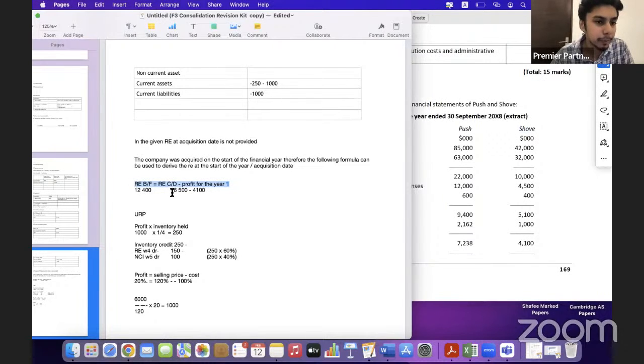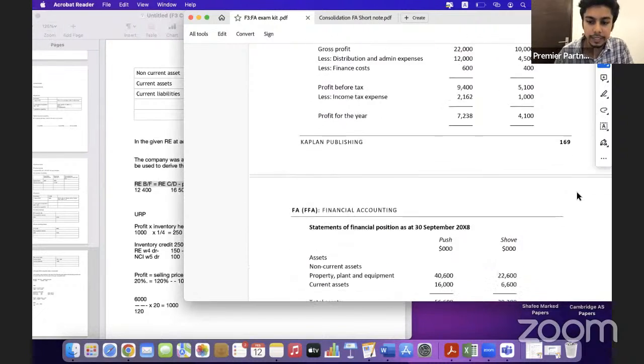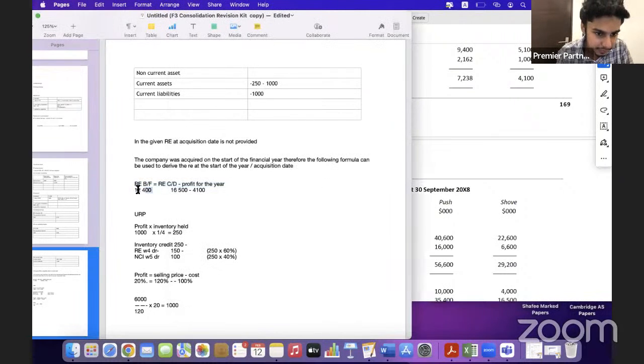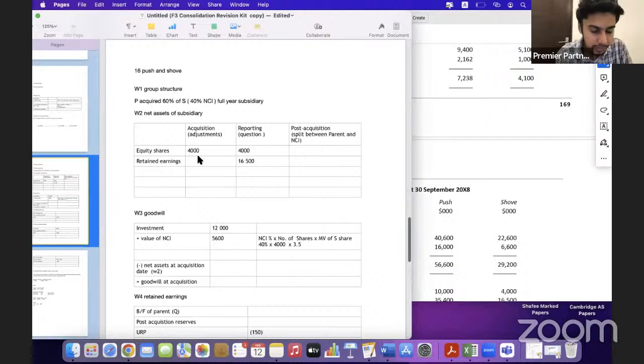Normally in the paper, retained earnings carried down will always be given. That is only the retained earnings of the subsidiary at the reporting date. We bought the company at the start of the year, so from my retained earnings, I have to remove profit. When I remove the profit, I understand my retained earnings brought forward, which is 12,400. So we take this answer and write it here as 12,400.